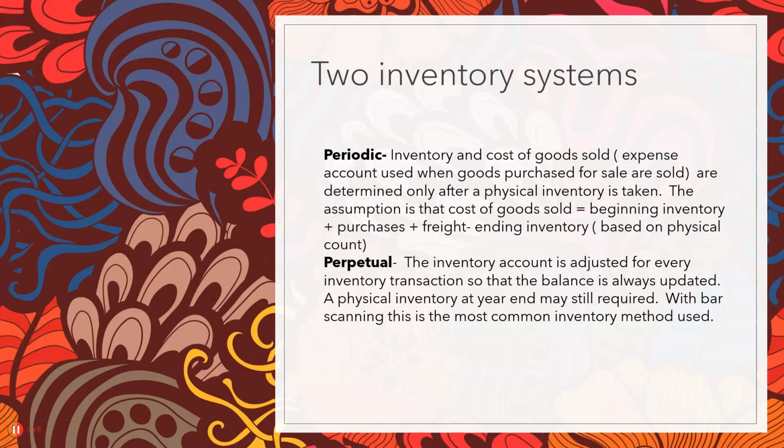Now, the method we're going to focus on for our journals, and these are the easiest journals to do, is the perpetual inventory system. What happens here is every time there is an inventory transaction, there is an adjustment to the balance in inventory. There still may be a physical inventory required at year-end. This is particularly good with barcoding, and that's the reason when you go in a store and they scan something, they are taking that item out of inventory and putting it into cost of goods sold, and then, of course, looking to see if they need to restock. But we're not going to cover that part.